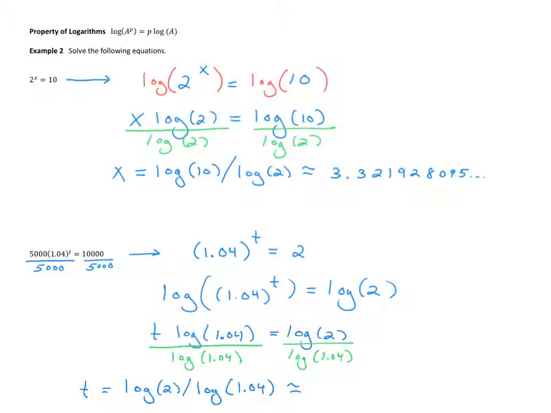I can get a very good approximation by going to my calculator. And this is roughly 17 point, I'll go to 2 decimal places, 6, 7. So here's a very accurate solution to this original equation, but we didn't guess the answer. We solved an equation using this property up here and then estimated by using our calculator.